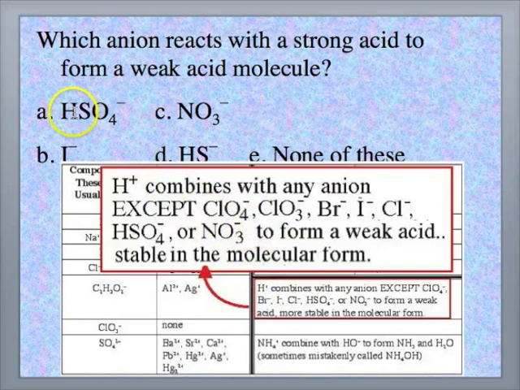So with this question, really the question is saying which one of these anions is not one of these 6 anions of strong acids. I- certainly is, NO3- certainly is, HSO4- certainly is, HS- is not. HS- is the salt of a weak acid. So if you put that together with a strong acid, it's going to form H2S. It's going to form its weak acid form.